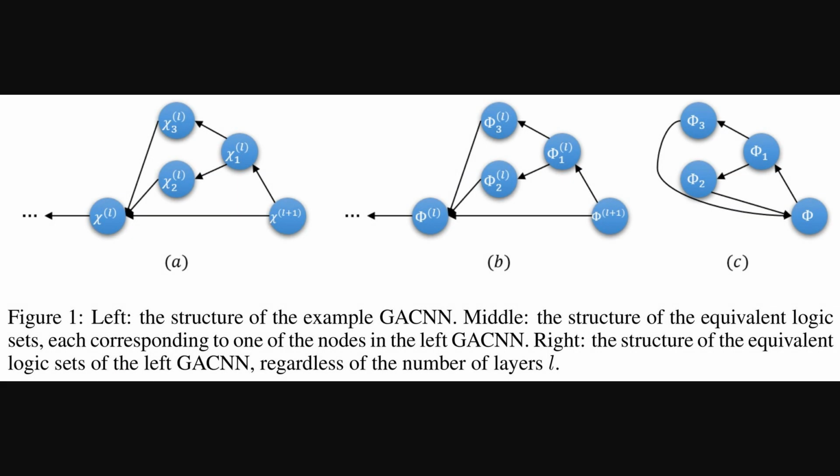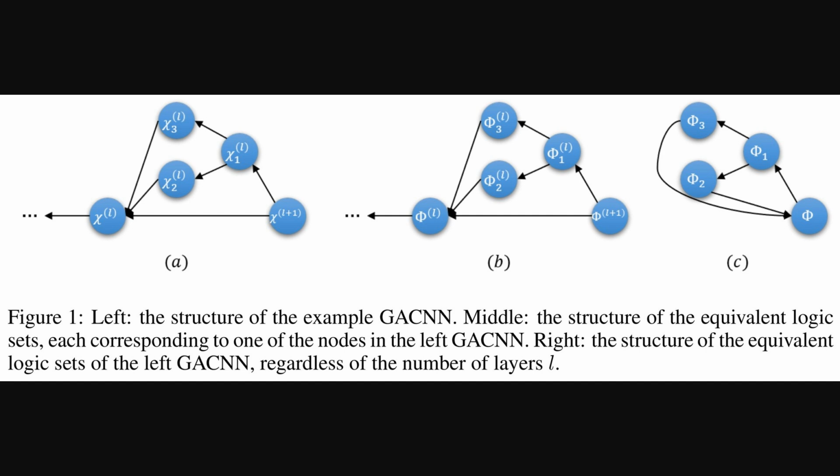Alright, to visualize this, Figure 1 shows how their framework operates. Part A depicts an example of what they call a General Aggregate Combined Neural Network, or GACNN. This GACNN model is their standardized way to represent graph neural network operations using combine and aggregate steps.